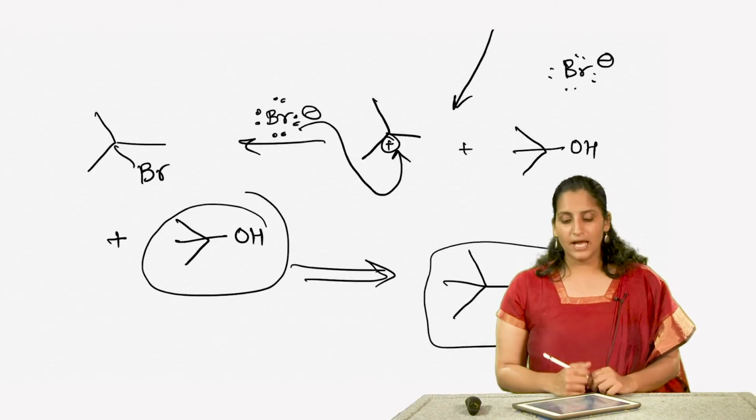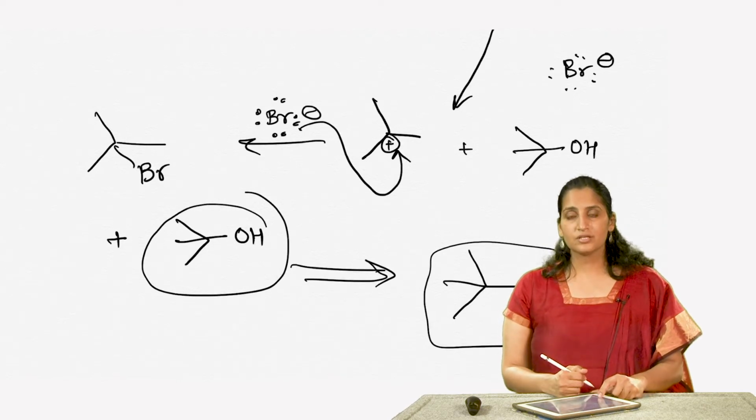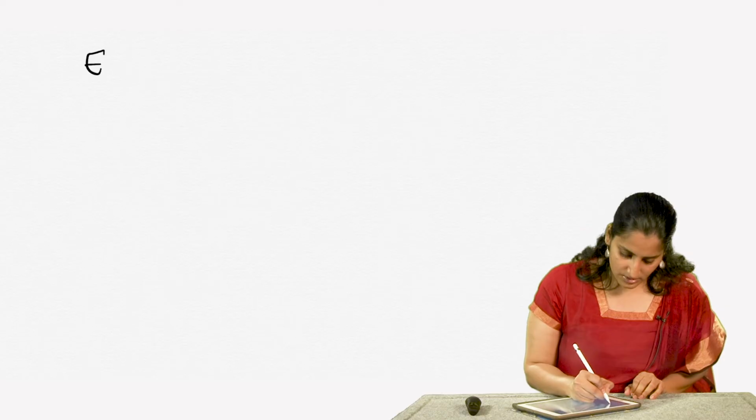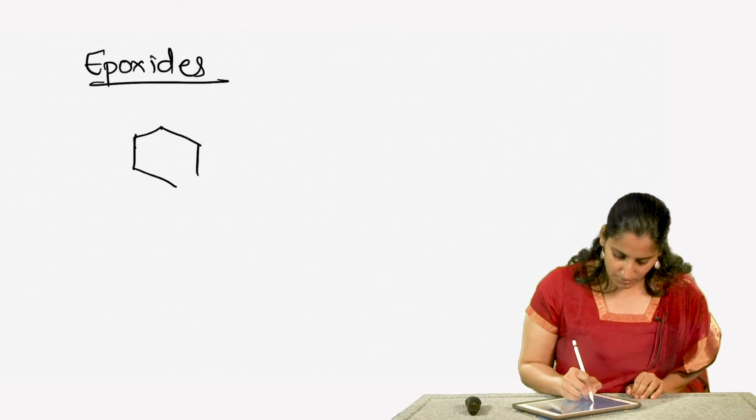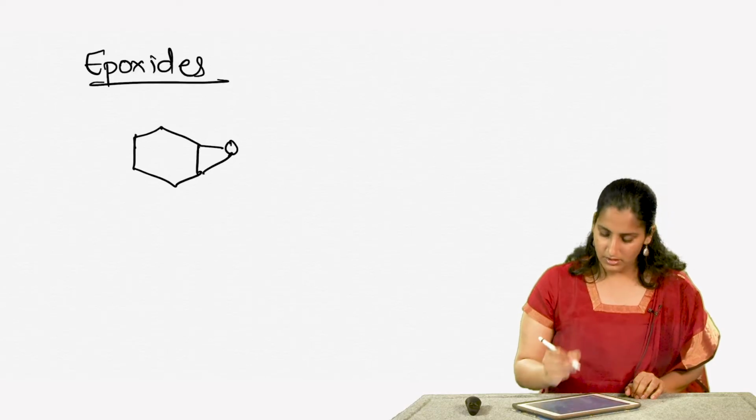So, those were the reactions of ethers that I wanted to discuss. Now, let us look at some special kind of ethers, and these are epoxides. Epoxides are cyclic ethers, and I am going to draw some epoxides here.